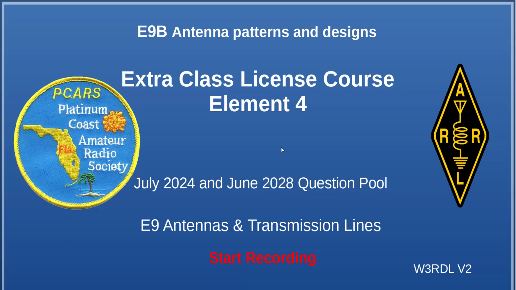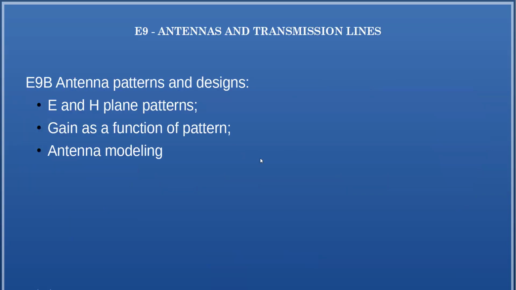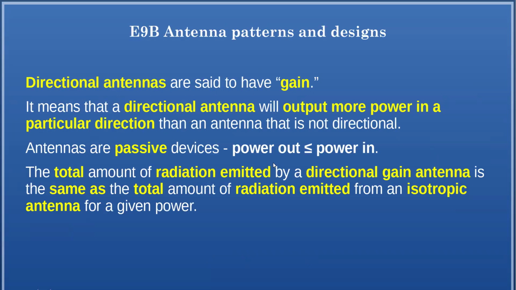Okay, so we're going to look a little bit at antenna patterns, and a little bit about antenna modeling. We said directional antennas are said to have gain in a specific direction. There's actually no power gain, and since it's passive, power out is equal to or less than the power in.